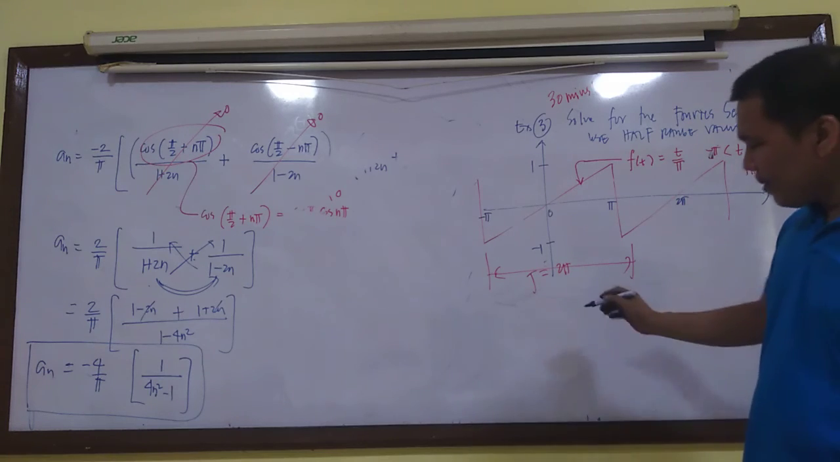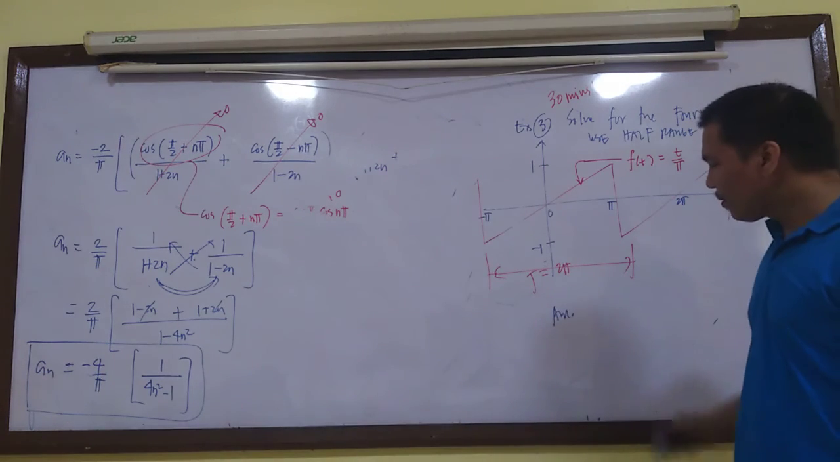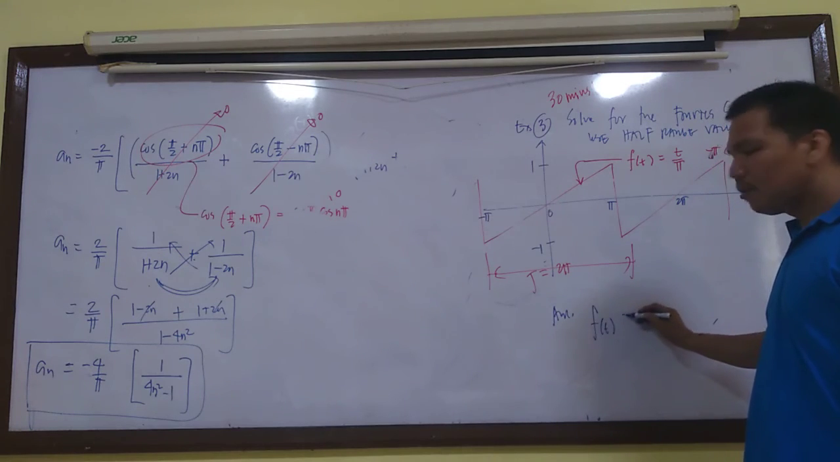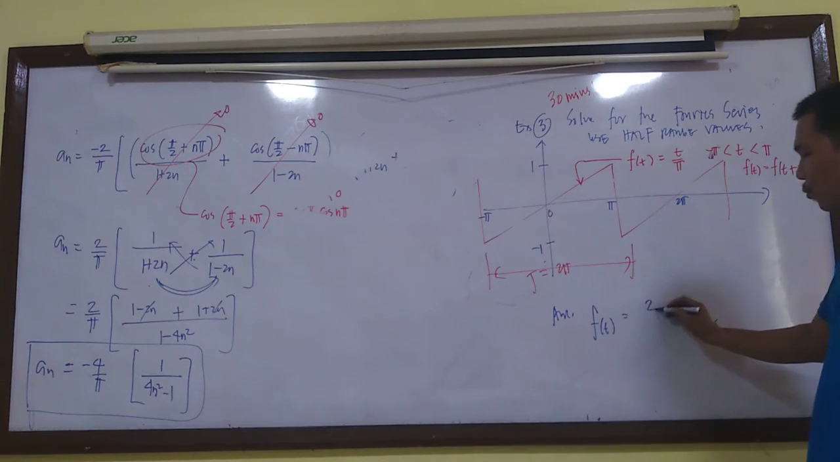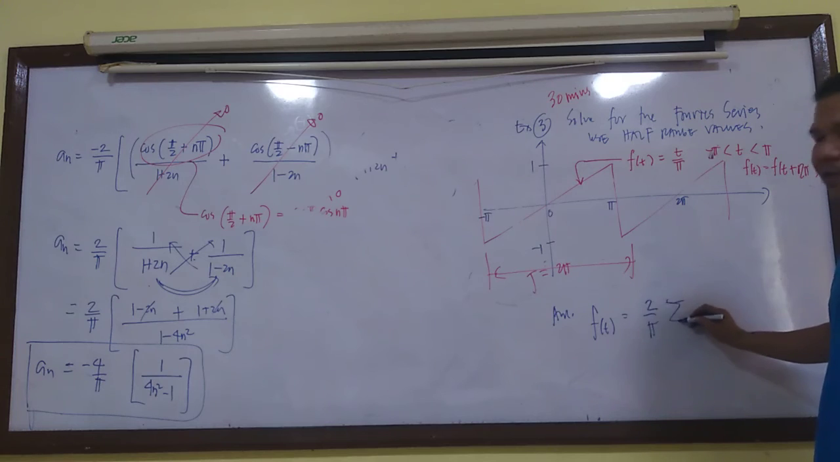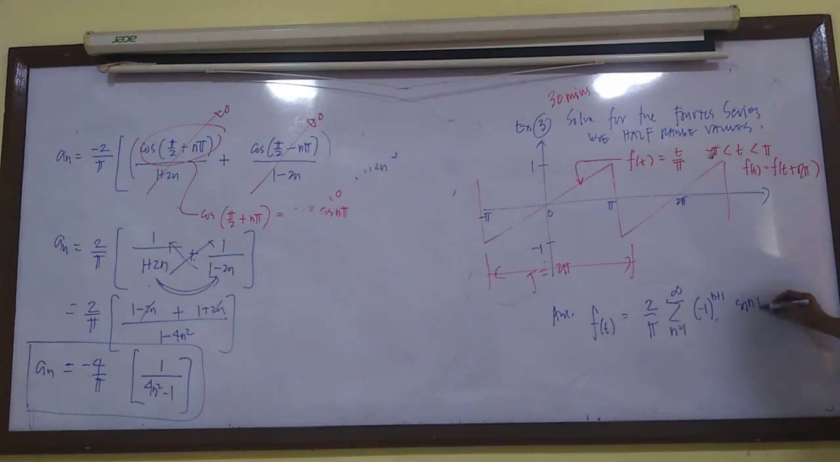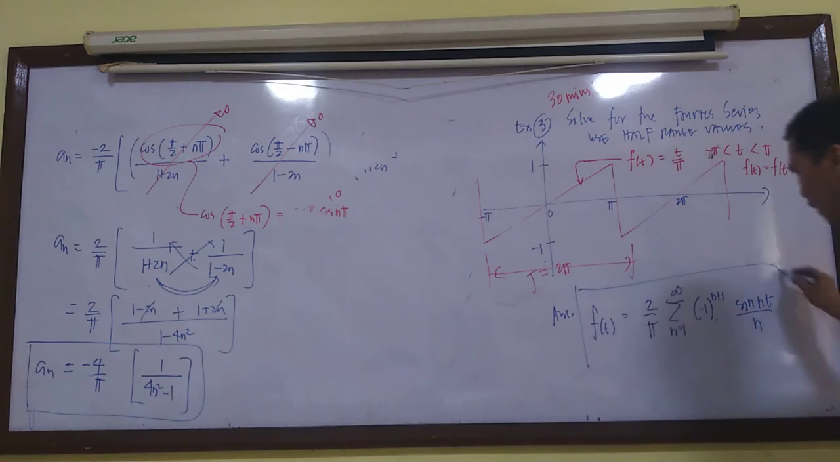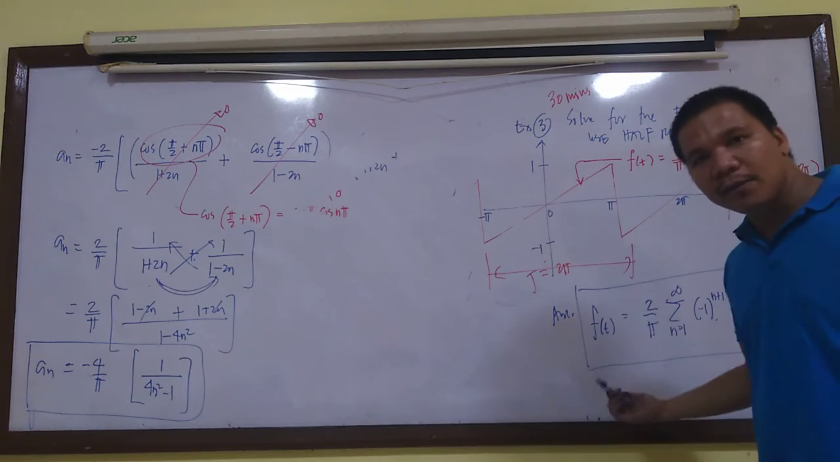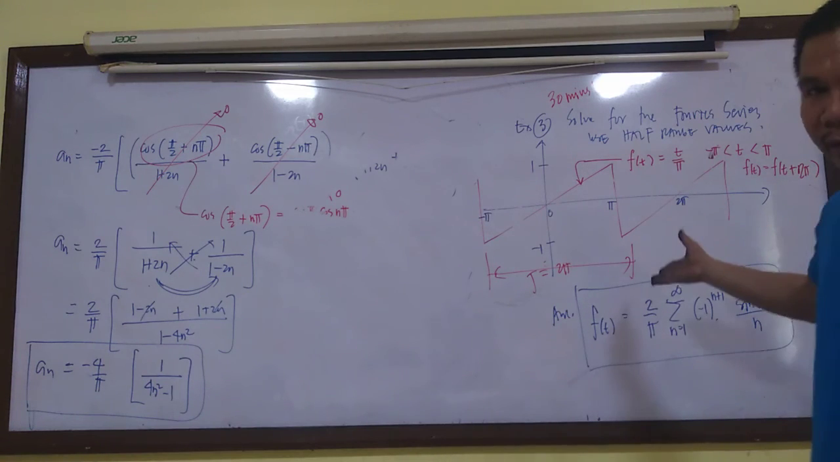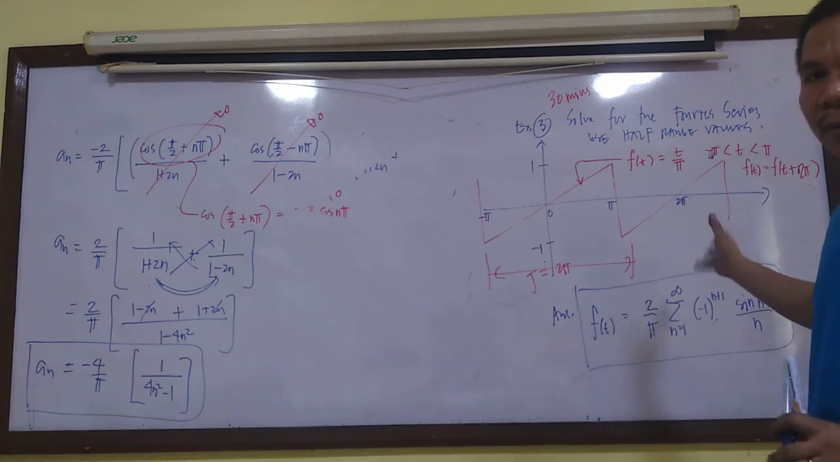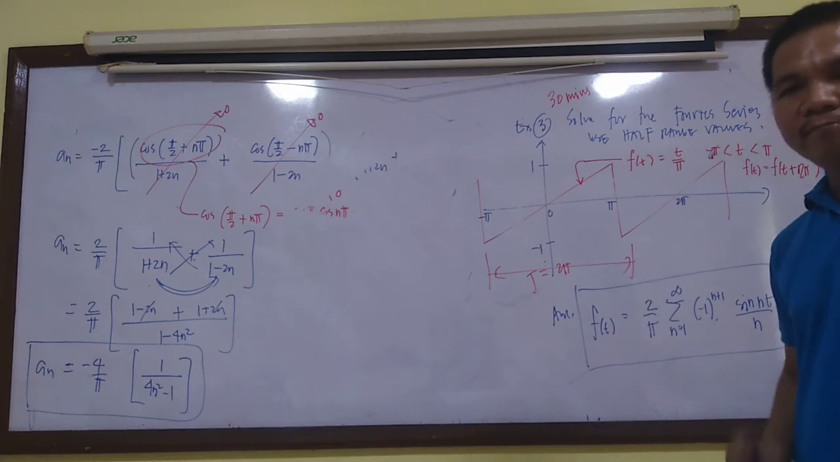Okay, answer. Here comes your answer. Your function of t can be represented by 2 over pi summation from n equals 1 to infinity of -1 raised to n plus 1 of sine n t over n. So here is your final answer. I hope you get this one right. This is one of the things that you need to practice on.